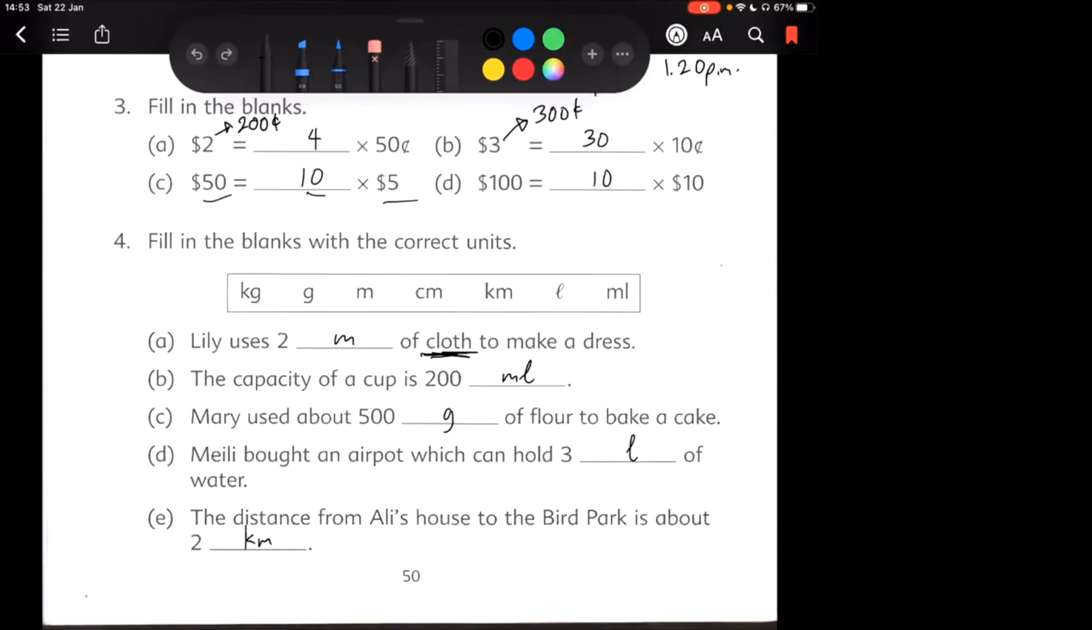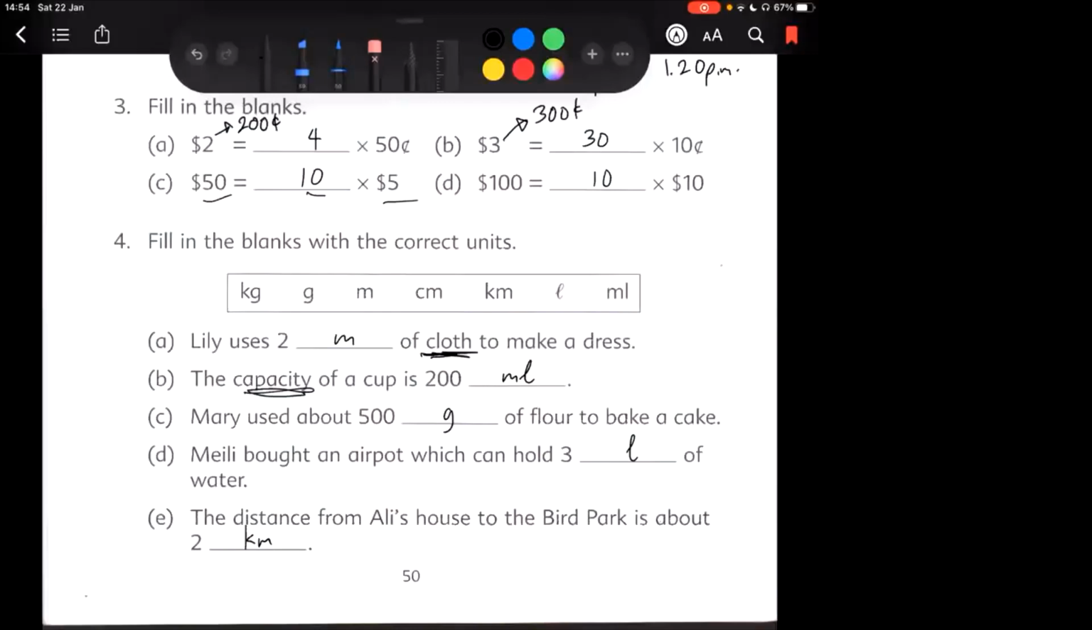The capacity of a cup is 200 milliliters. So when you see capacity, you should automatically think liters or milliliters. But obviously 200 liters is really, really, really big. So our answer should be milliliters because it's just a cup, right? Okay, 500 grams of flour to bake a cake. Again, a kilogram is really heavy, so 500 kilograms, I don't think you need that much to bake a cake. So yeah, our answer there is 500 grams.